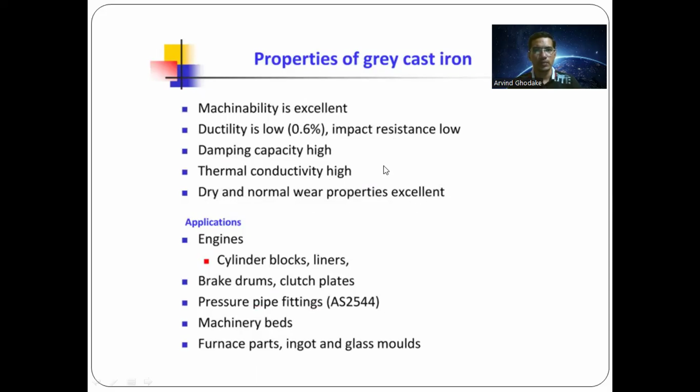The applications of gray cast iron are engine parts like cylinder blocks and liners, then brake drums, clutch plates, then pressure pipe fittings, which is AS2544, then machinery beds like lathe machine beds, then furnace parts, then glass molds, etc.